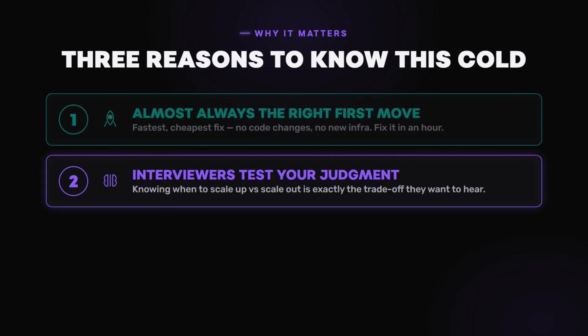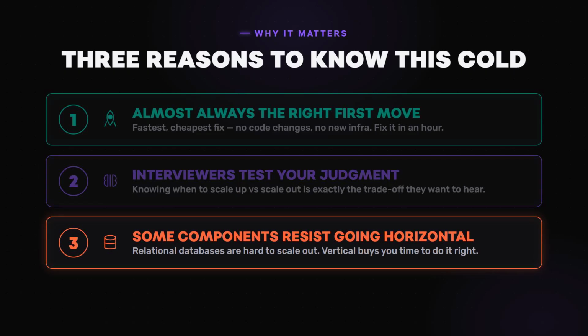Reason 2: interviewers test your judgment on this. In system design interviews, knowing when to scale up versus when to scale out is exactly the kind of trade-off question they want to hear you reason through. Being able to say, vertical scaling first for these reasons, and then I will switch to horizontal when I hit this specific constraint, is a strong answer.